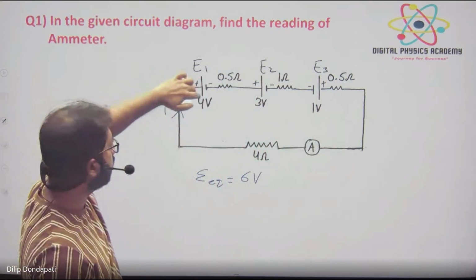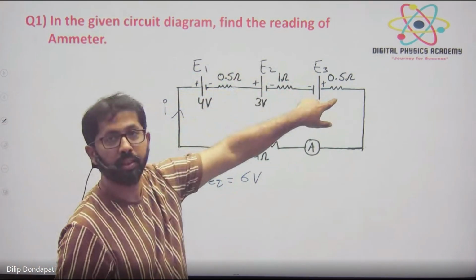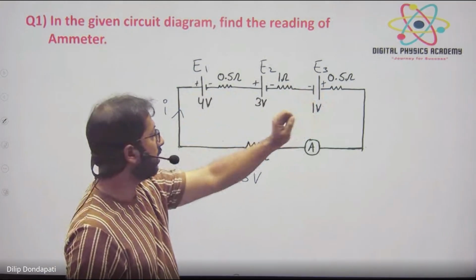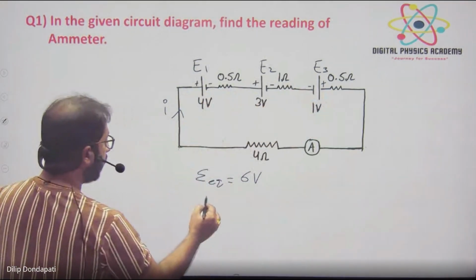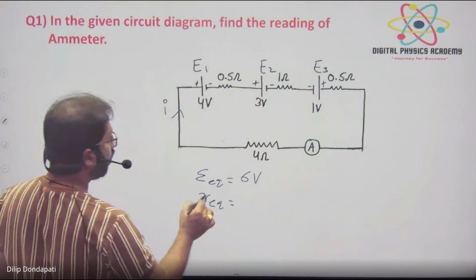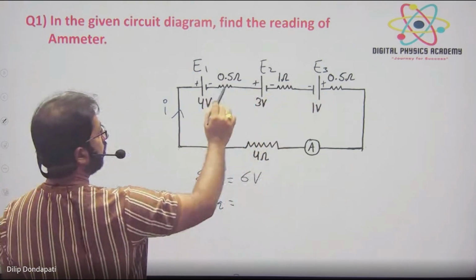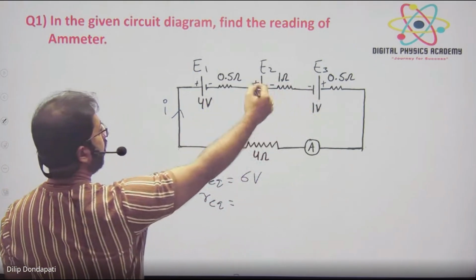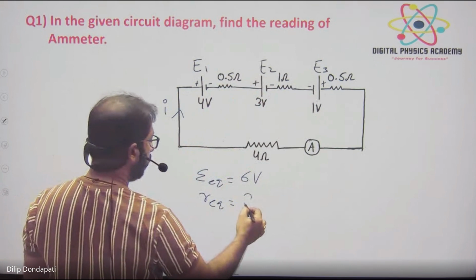See, plus minus, minus plus. So this is reversed, isn't it? So you have to subtract, and add both. And R equivalent will be simply added. Small R equivalent means this one only. Don't add this one. So 0.5 plus 0.5, 1 plus 1, 2 ohms.